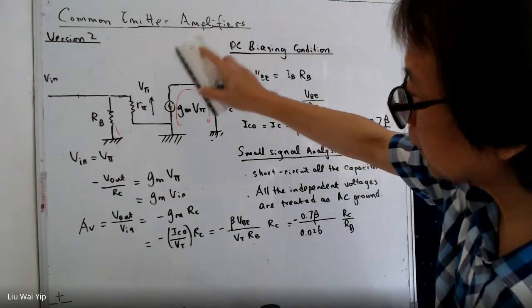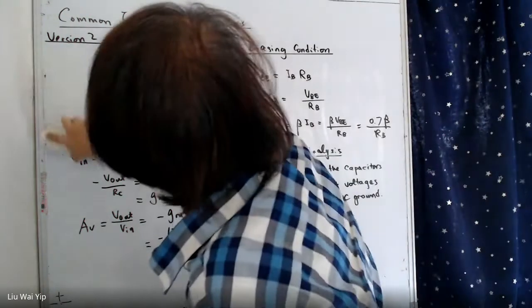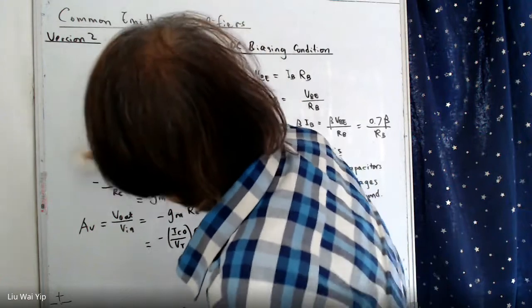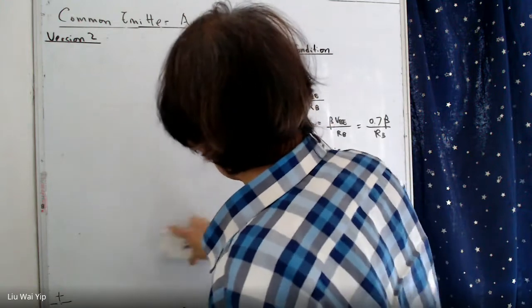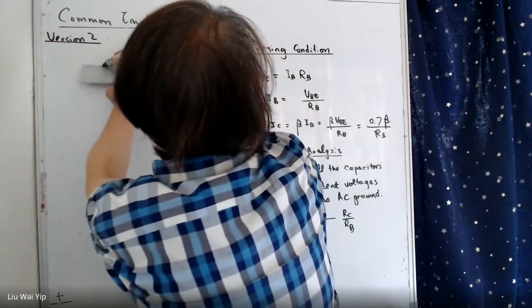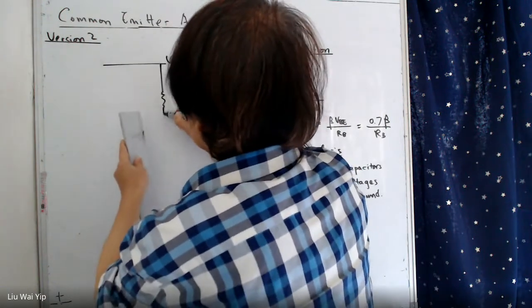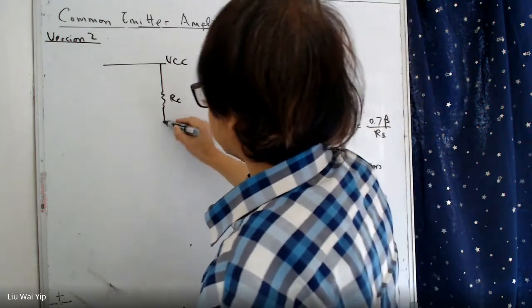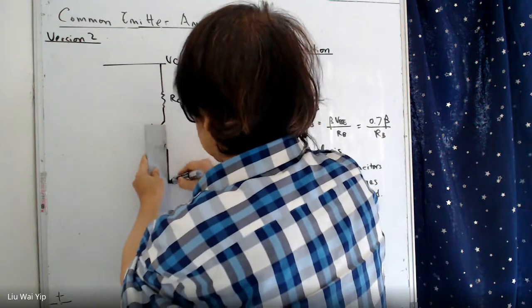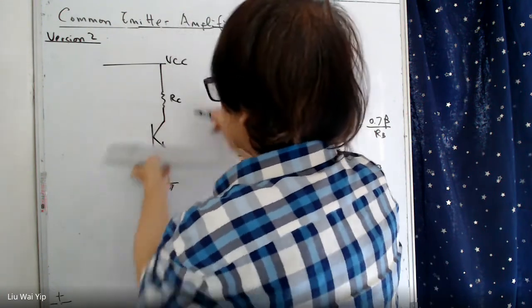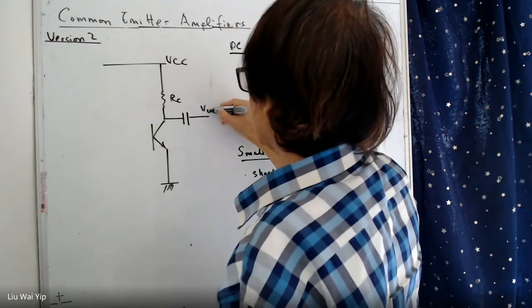How now? This is one way. Another way we can do it is to bias the base. You can still keep the collector circuit.